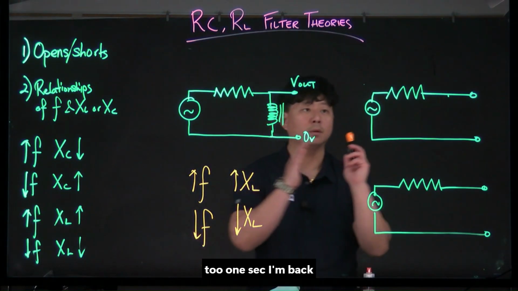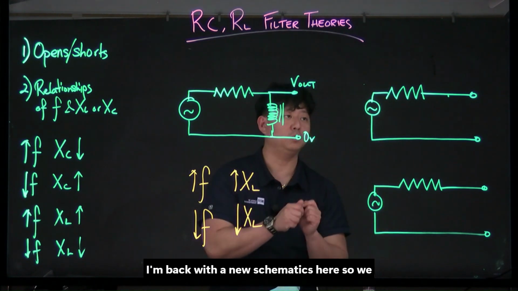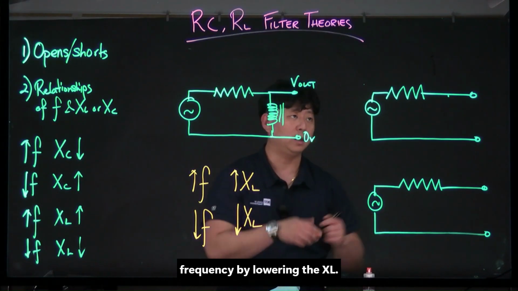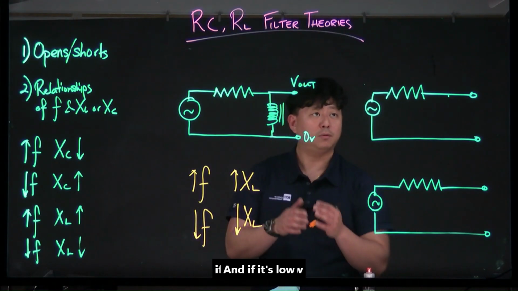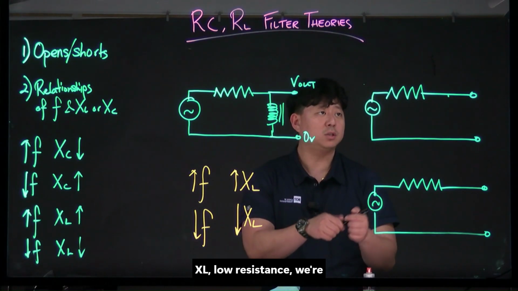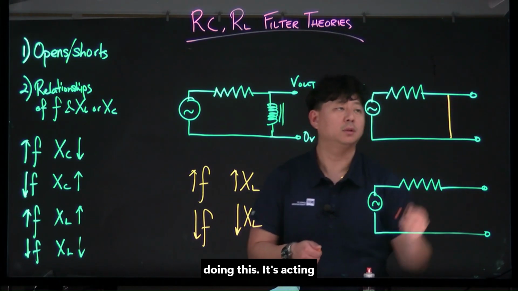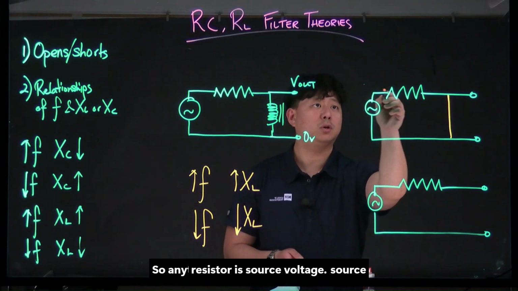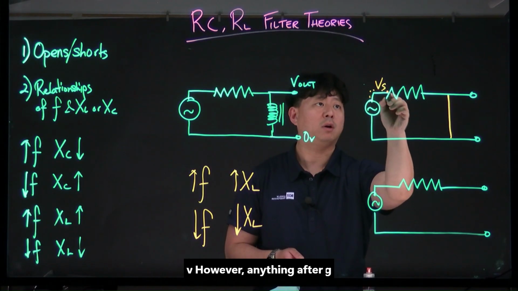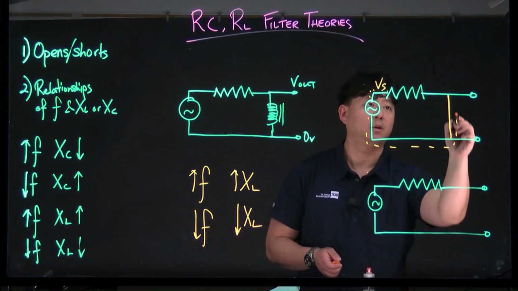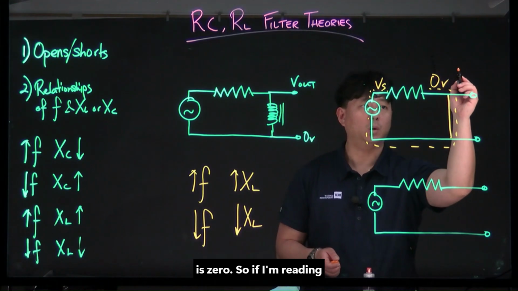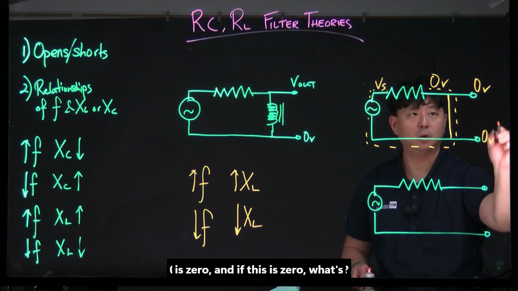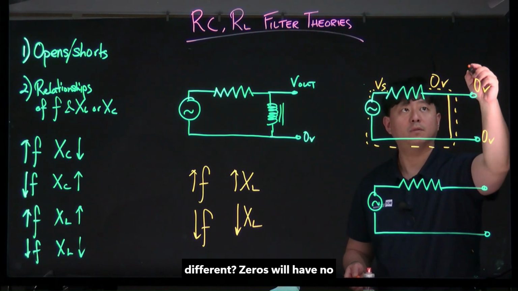One sec. I'm back with a new schematic here. So we were just talking about lowering the frequency by lowering the XL. And if it's low XL, low resistance, it's acting like a short. So anything before the resistor is source voltage. However, anything after is 0. So if I'm reading 0 here, because everything after here is 0, and if this is 0, what's the difference? 0, so I have no output.